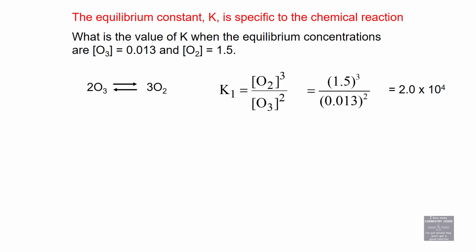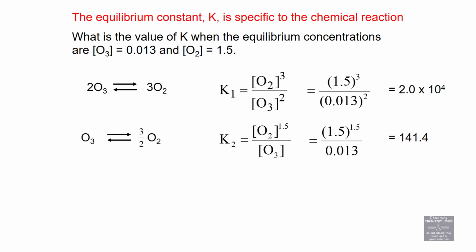Yeah, okay. If I give you a different but similar equation, the coefficients are different. That means the exponents will be different in my KEQ. So that becomes O2 raised to the 3/2 power, 1.5 power, divided by O3 to the 1st power. So I plug in the same values, 1.5 and 0.013, done, and I get 141.4. How can they be different things when I just said the K is specific?